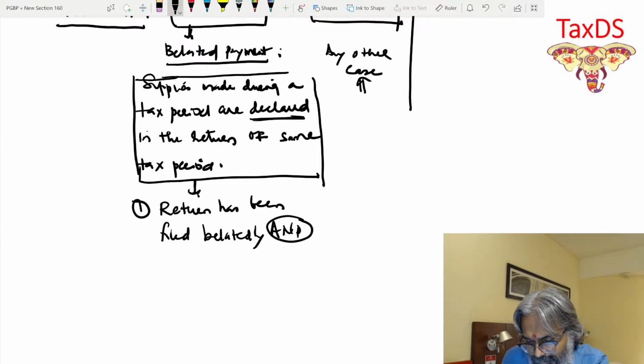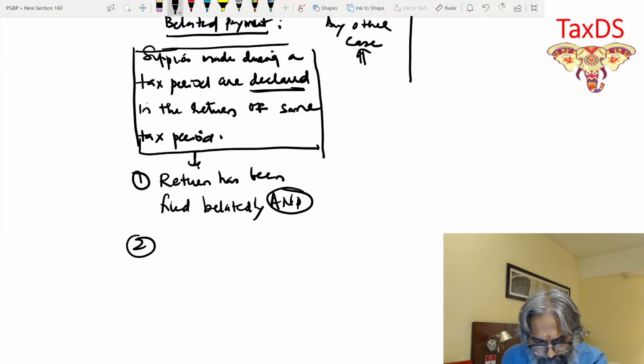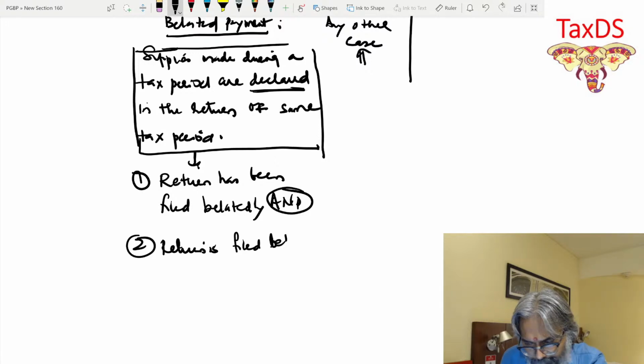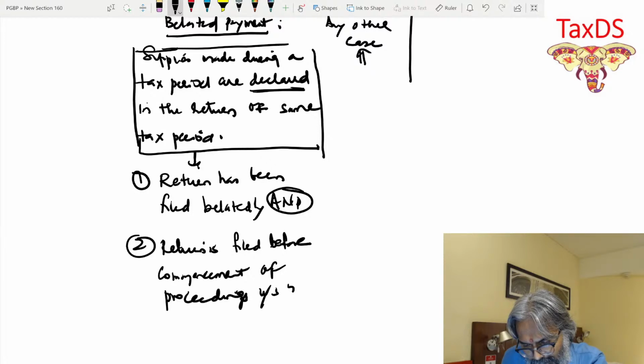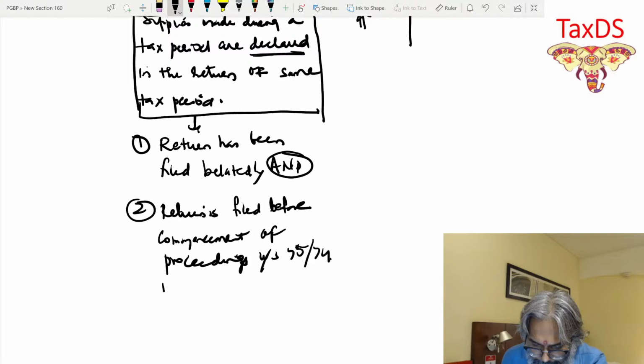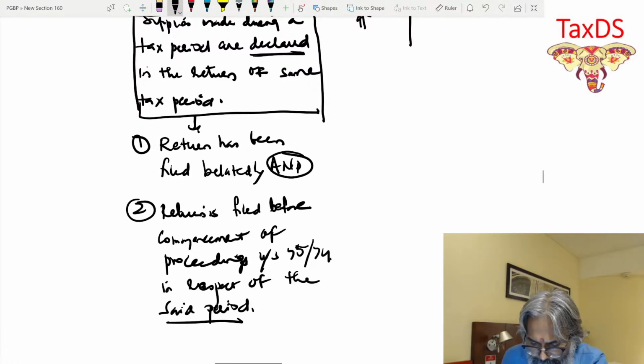And what is there in the other point? Point number 2: return is filed before commencement of proceeding under 75 or 74 in respect of the said period.